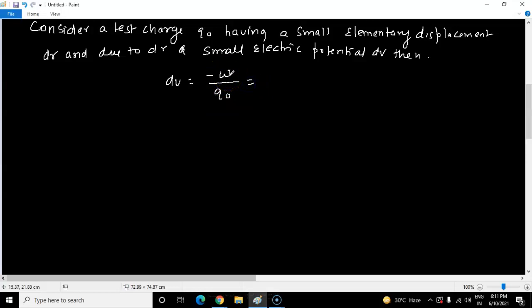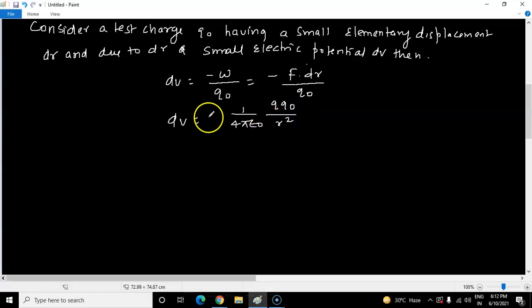Work done. Work is equal to force into displacement, right? So I can write minus F into displacement, that is dr, by Q naught. Yes, sir. So F is equal to what, the electric force? That is 1 by 4 pi epsilon naught, Q into Q naught by R square. I can write it. Yes, sir. Coulomb's law. What is Q naught here? Q naught is the test charge which you are bringing from infinity to the point, and Q is the source charge in whose electric field it moves, into dr, all divided by Q naught.